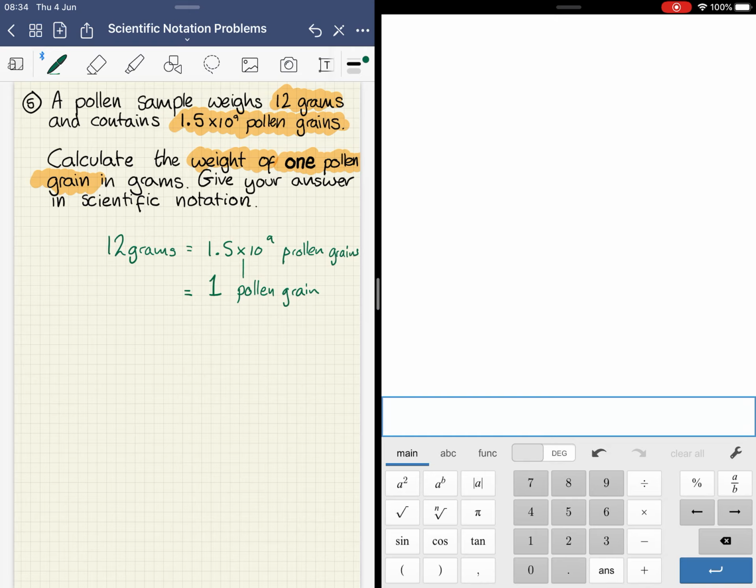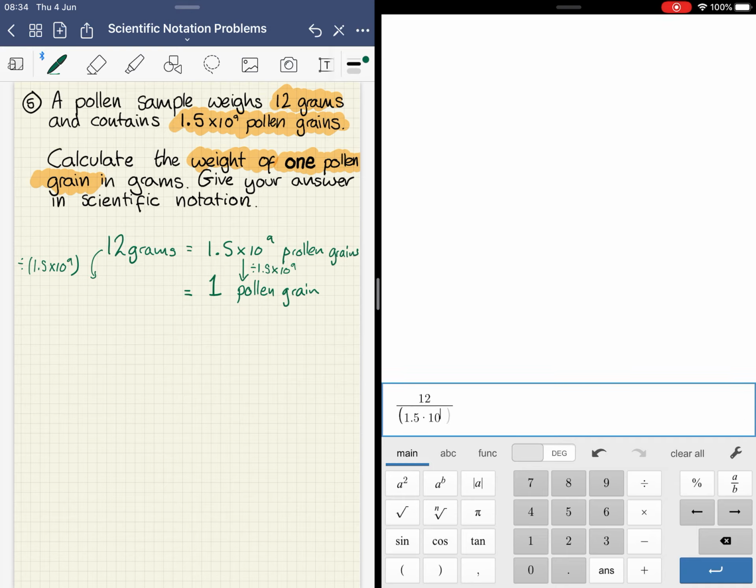And so that means to get from here to here, I got to divide that number by itself to get to 1. And so therefore that 12, I got to divide it by that 1.5 times 10 to the 9. And so in my calculator, 12 divided by, putting it in brackets, 1.5 times 10 to the power of 9. And so the weight of 1 pollen grain is going to be 8 times 10 to the negative 9 grams.